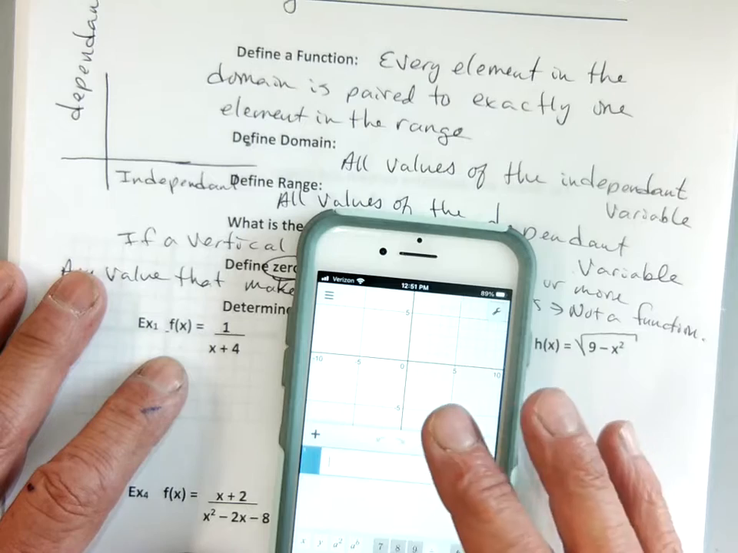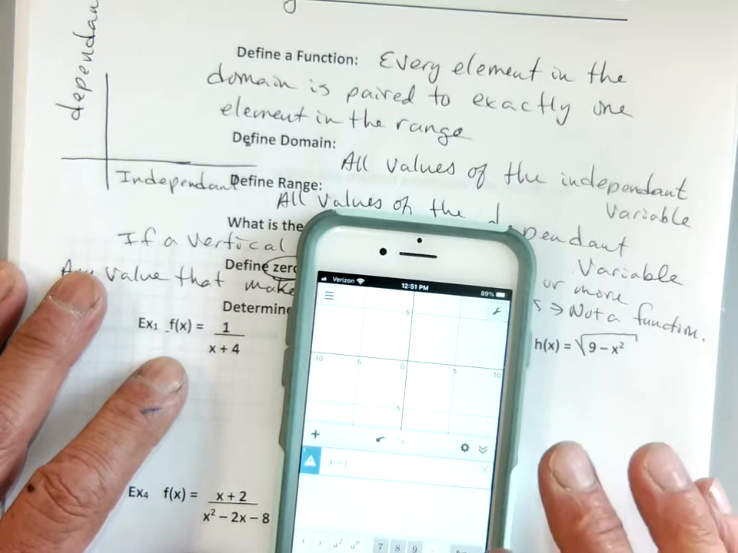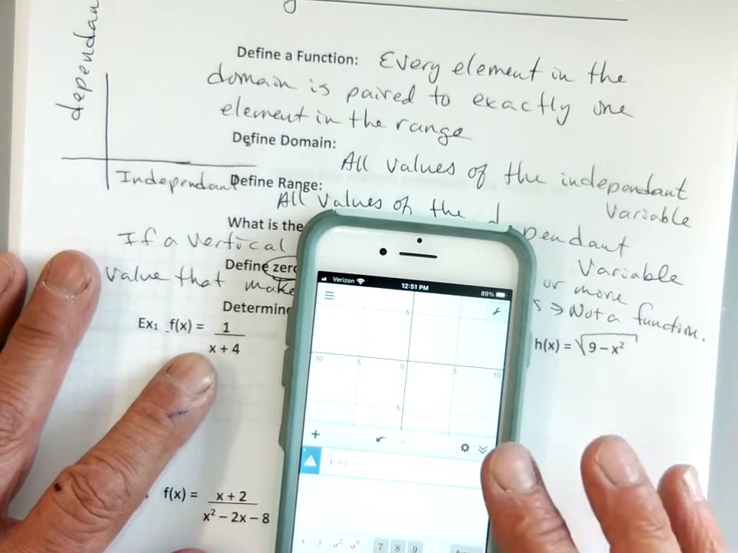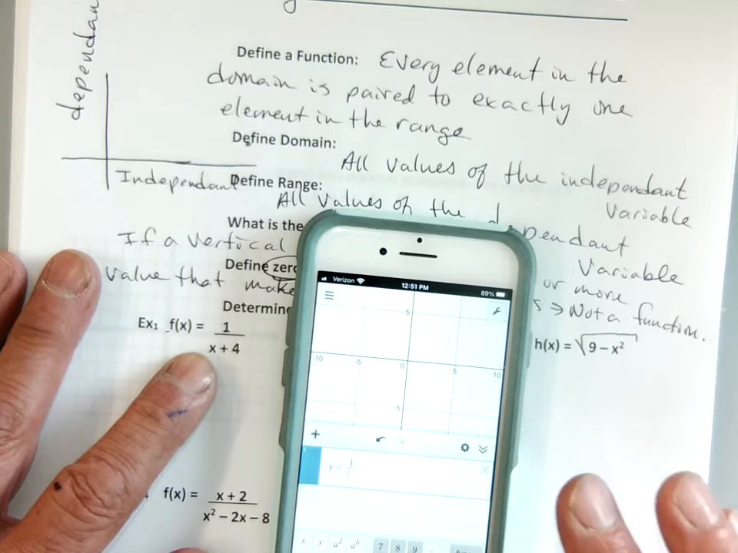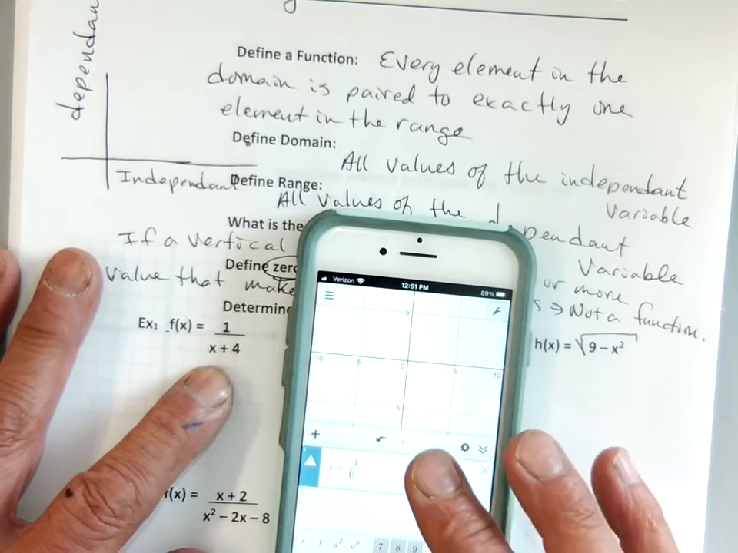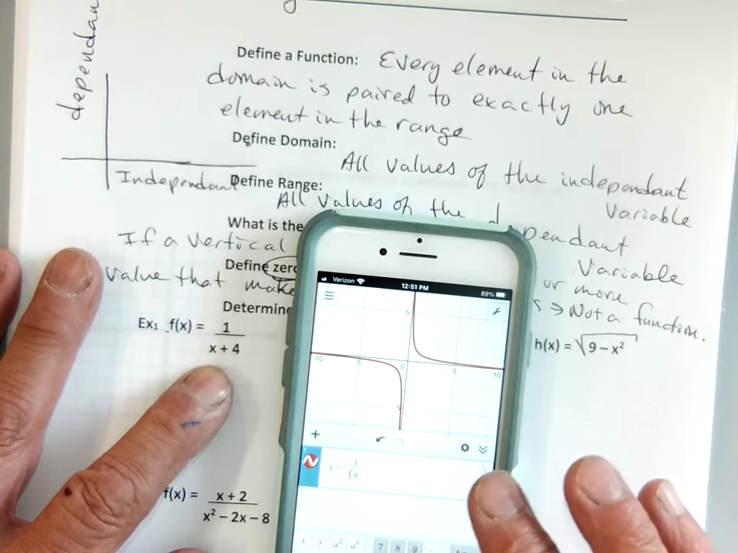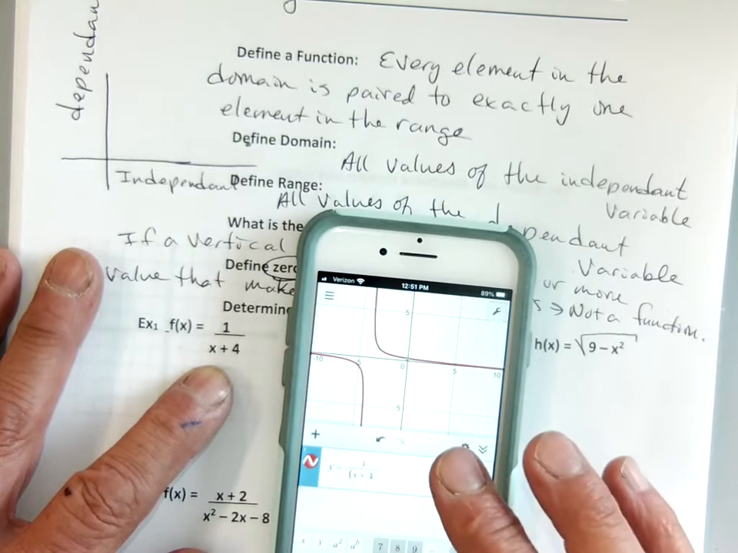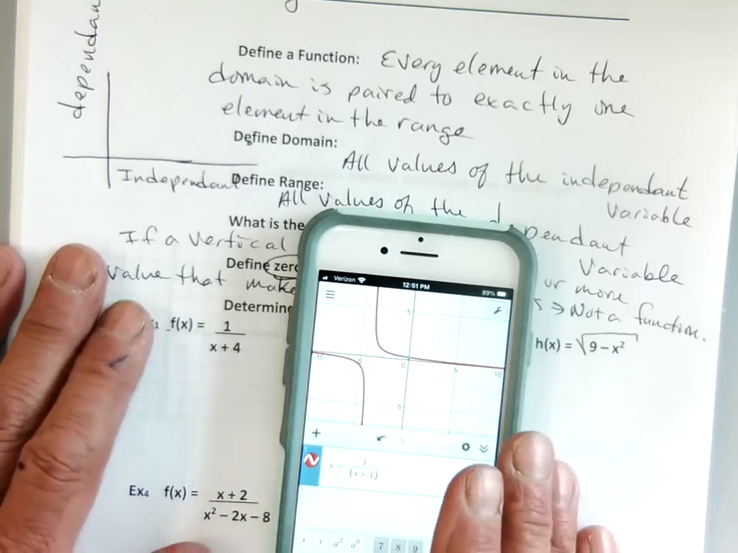Okay, so I'm going to go y equals, and I'm going to go 1 divided by, and you got to use parentheses. Well, you might not have to use parentheses, but I like to use parentheses. x plus 4, okay? All right, what do you see?